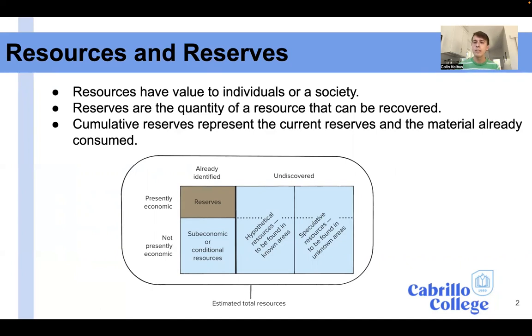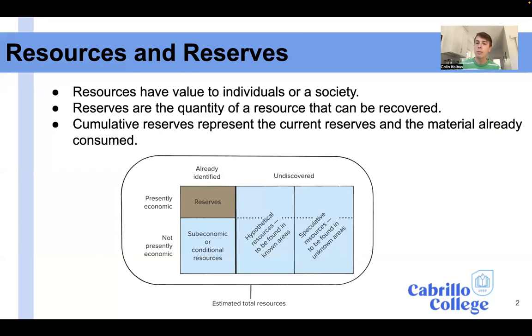Reserves are the quantity of that resource that can be recovered with existing technology today. And so here in our figure, reserves represent material that we know exists, that we have proof exists, and that is presently economically viable to extract. So the lithium that's being mined currently represents our lithium reserve.